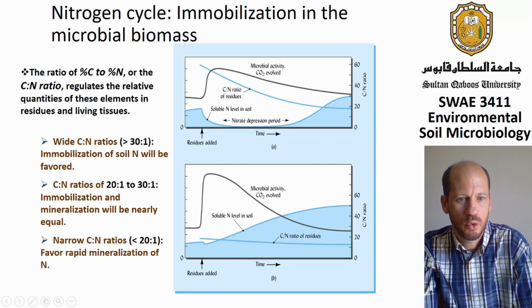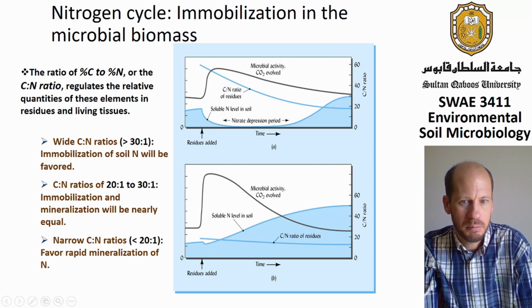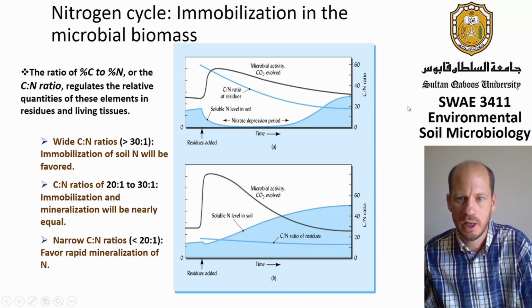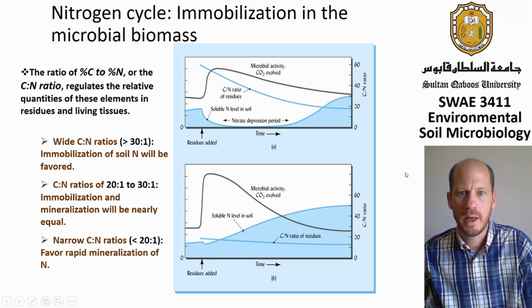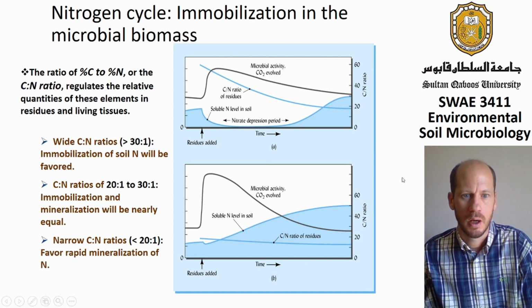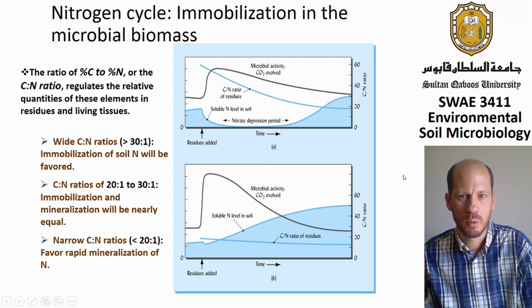And if you go beyond 20 and beyond 30, it means that you are having trouble and you are immobilizing the nitrogen in the microbial biomass. So this is something that you have to consider when you add organic matter to the soil. What is the carbon to nitrogen ratio of this organic matter? Will it cause quick growth of the microbes? Will it cause ammonium immobilization in the microbial biomass?